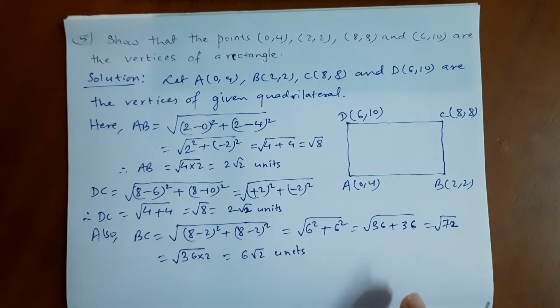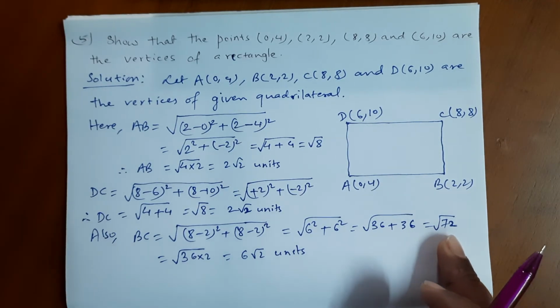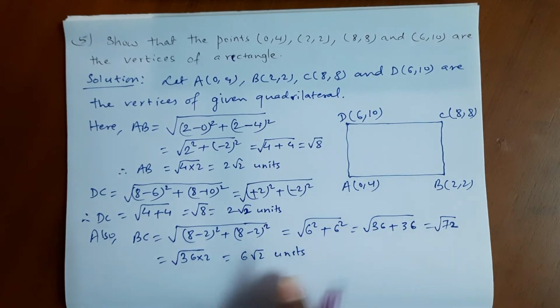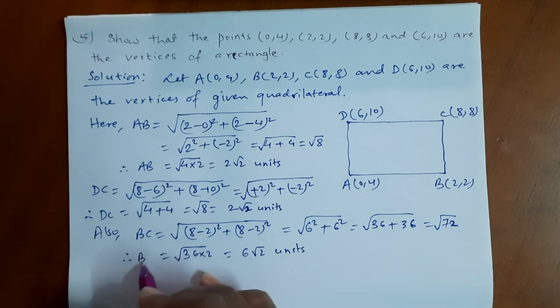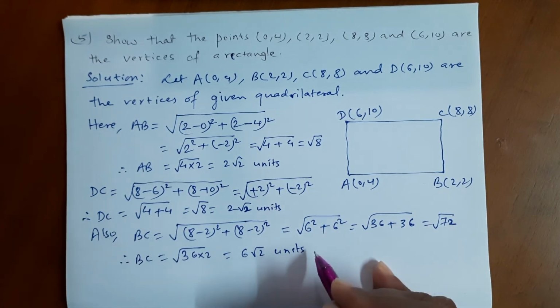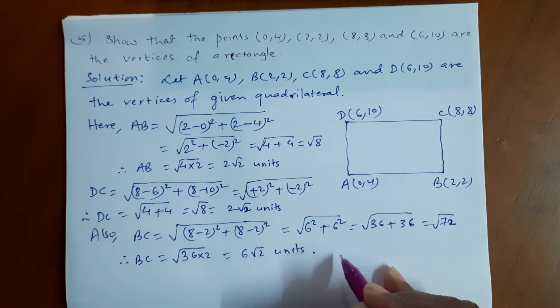As you are allowed to use a calculator in class 8, the square root of 72 directly on the calculator gives you 6 root 2 units. Therefore BC equals 6 root 2, and we also need to find out AD.